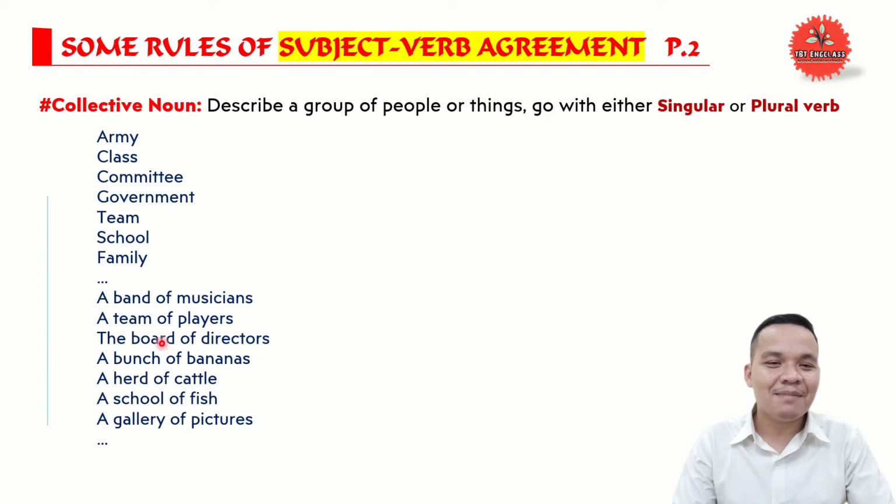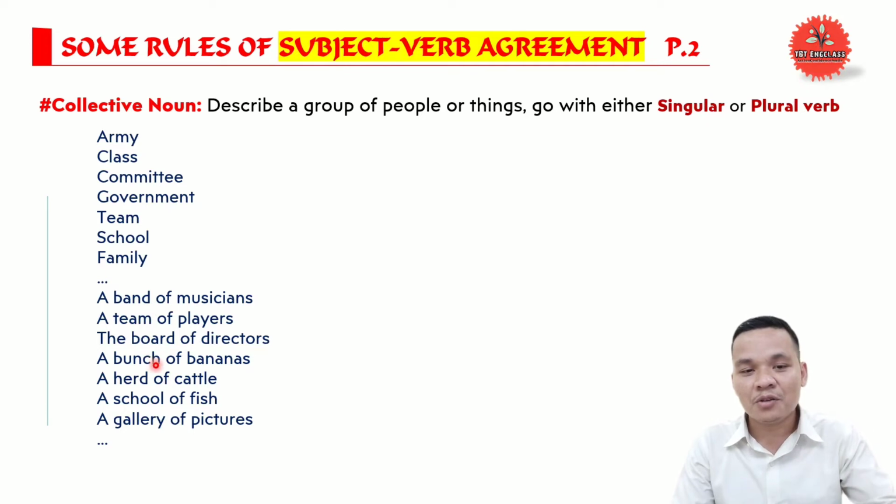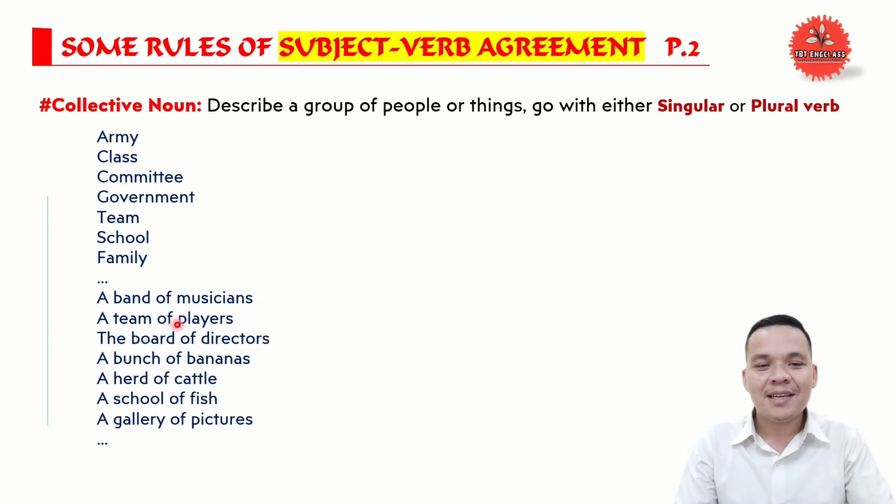They are collective nouns. This one we call a collective noun, and this one is also a collective noun, like musicians, players. By using the phrase of this, a bunch, a band means group, a team also means group, a board also group, a bunch, group, the same, a herd. A herd and a school, a gallery. See, all of this expresses collective nouns.